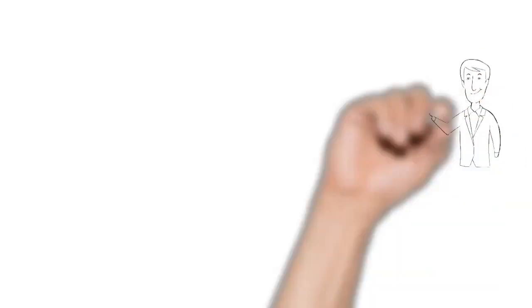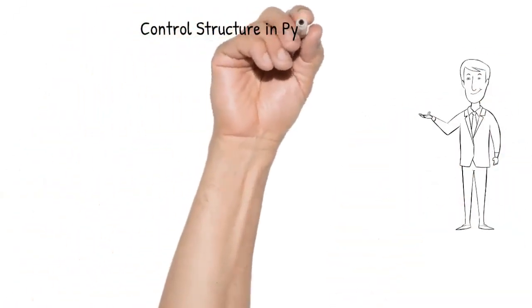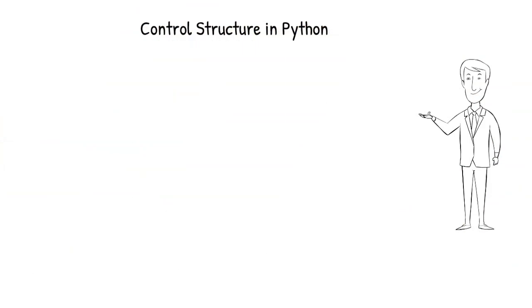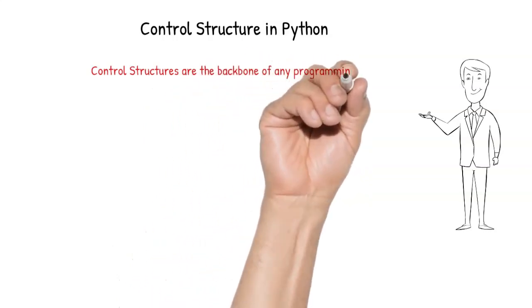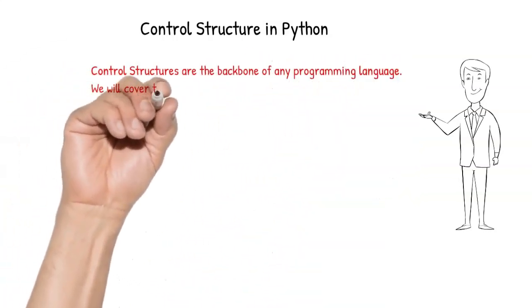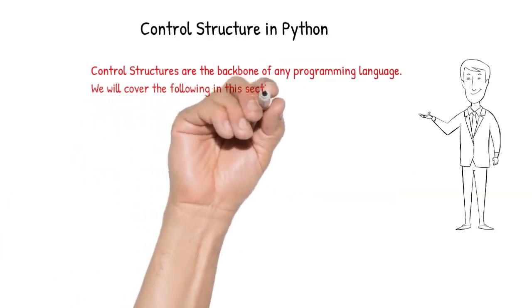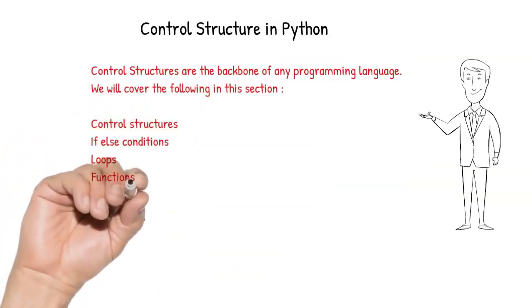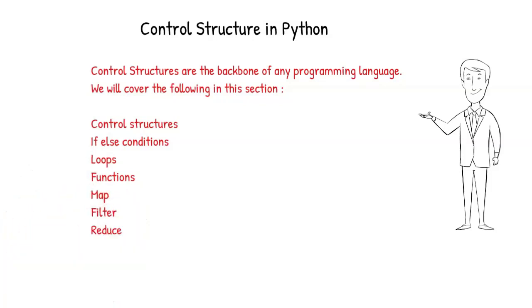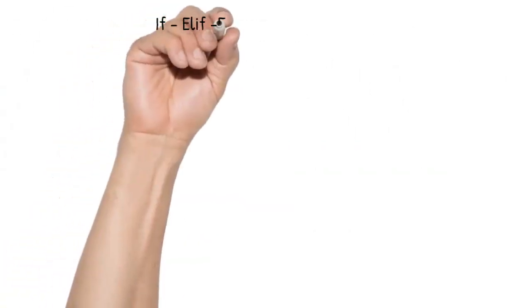Let us now move on to the next session, which is the control structure in Python. The control structure is the most important concept in any programming language, and it is usually considered the backbone of the program. So we will cover the following in this section. The first is if-else condition, then loops, function, map, filter, and reduce. So let us start with the if-else condition.